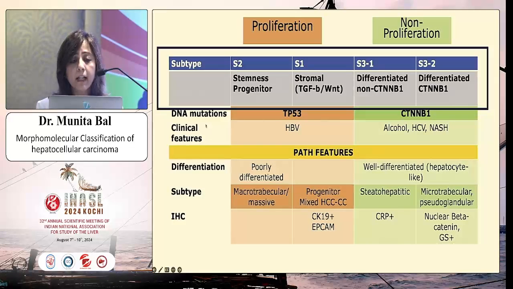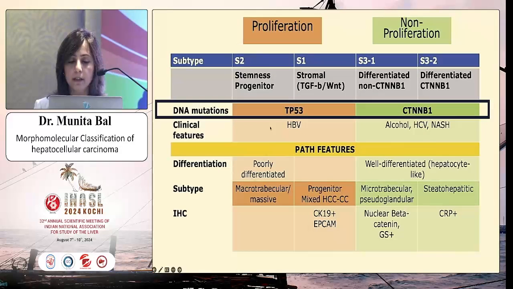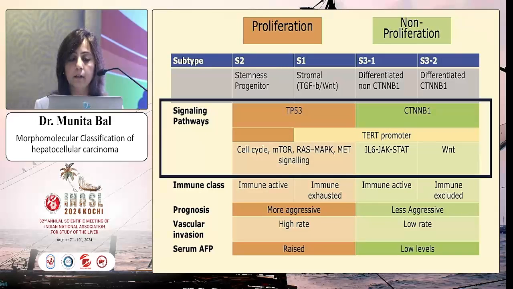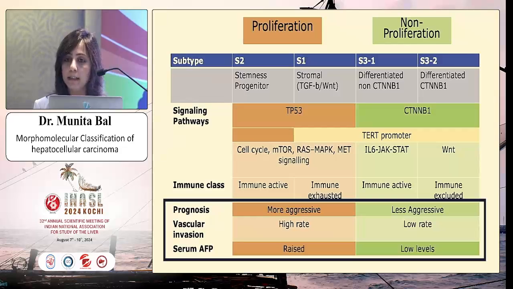I won't go too much into the details of this and make you sleep right in the morning, but the proliferating type has further subclasses, and the proliferation type is the worst type. It is p53 driven, whereas the non-proliferation type is mainly driven by beta-catenin. The proliferation type is poorly differentiated on histology, whereas the non-proliferators are well differentiated. These are associated with more aggressive behavior and a higher rate of vascular invasion compared to the non-proliferators, which are well differentiated with lower AFP.